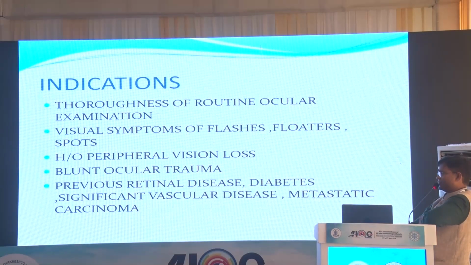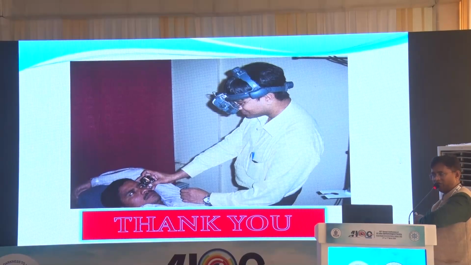So what are the indications? Routine thorough ocular examination, visual symptoms of flashes and floaters. If the patient has any peripheral vision loss, or a history of blunt trauma, then we do indirect ophthalmoscopy to rule out any dialysis or any break or any lesion which needs treatment. Or in the case of previous retinal diseases, diabetic disease, significant vascular diseases, metastatic carcinoma. Thank you for your patient hearing.